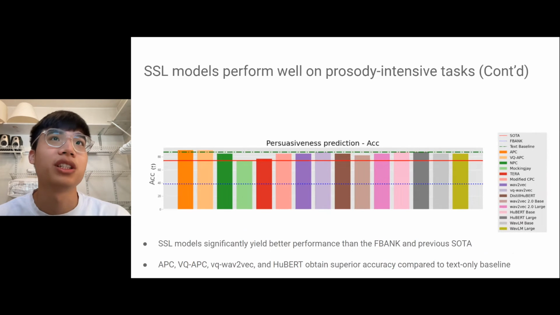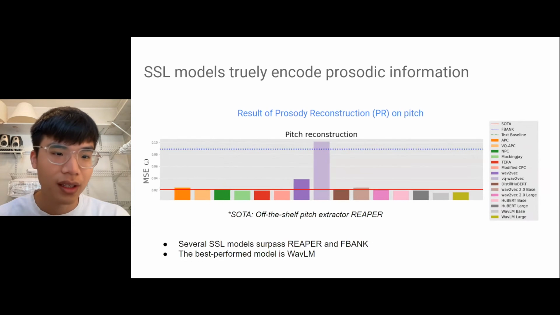For the persuasiveness prediction, we observed that all the self-supervised models yield better performance than the FBANK feature and the previous SOTA by a large margin. Also, APC, VQ-APC, VQ-Wav2Vec, and HuBERT obtain better accuracy compared to the text-only baseline. The results above suggest that SSL models might encode useful information for the downstream task.